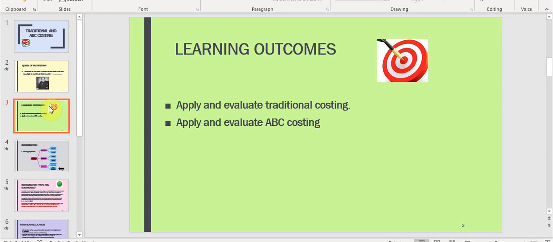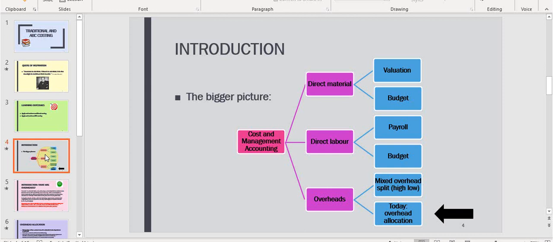As an introduction, I just want to share with you the bigger picture of where we are currently at in our syllabi. So we have determined in our first lecture that there are three components that are very important when we apply cost and management accounting. So cost and management accounting is mostly about circumstances where a business takes initiative to produce its own inventory, and after it's been produced, it will be sold and distributed to the customer. In order to do this, we require direct material, direct labor, and manufacturing overheads.